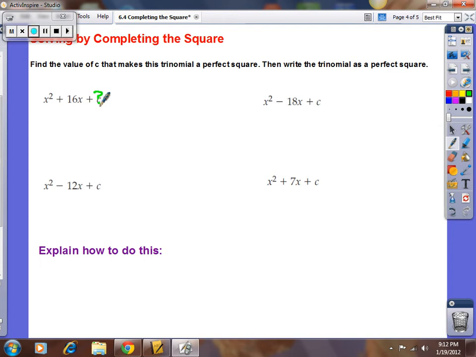They want you to force this to be a perfect square. So why don't you pause it and take a few minutes, see if you can just figure out what value you could plug in for c that would complete the square or make that a perfect square. Pause it for a few minutes and then jump up and hit play.